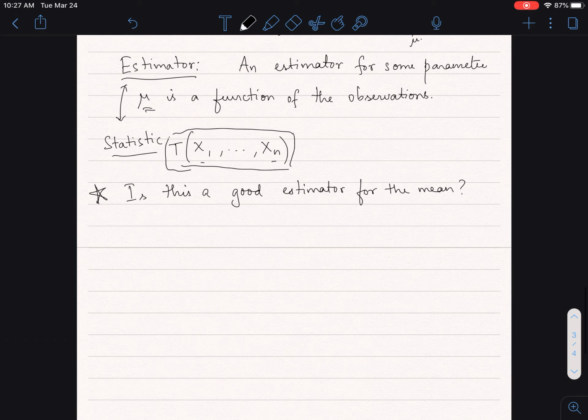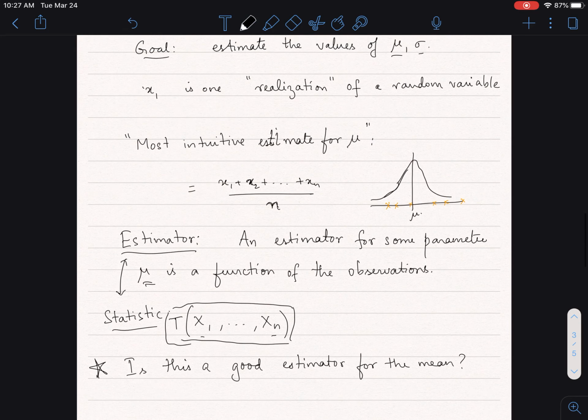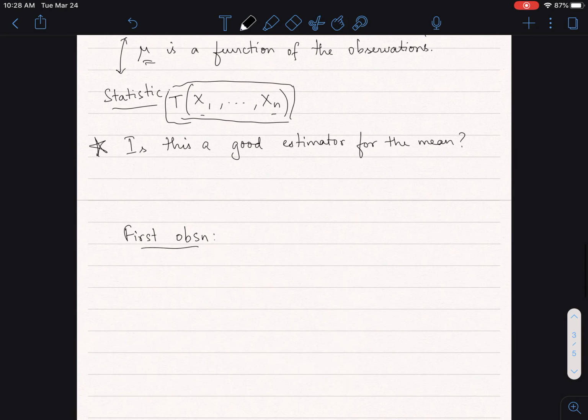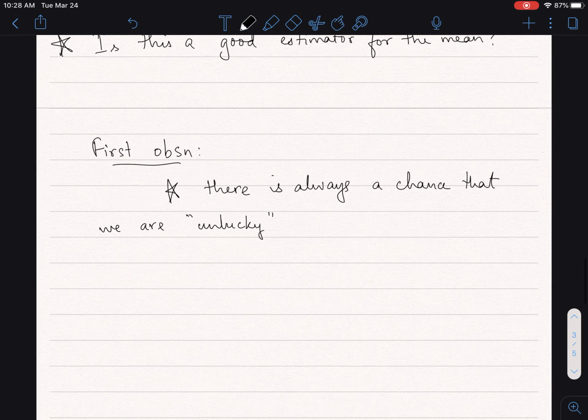All right, so let's get to this question, is this a good estimator for the mean? The first thing that you should notice right off the bat, the first observation, is that any guarantee that you can hope for, which is saying that this quantity is close to the mean, has to be probabilistic in nature. What do we mean by that? It means that there is always a chance that we are unlucky and the estimator is off. The estimator value is far from the true mean.